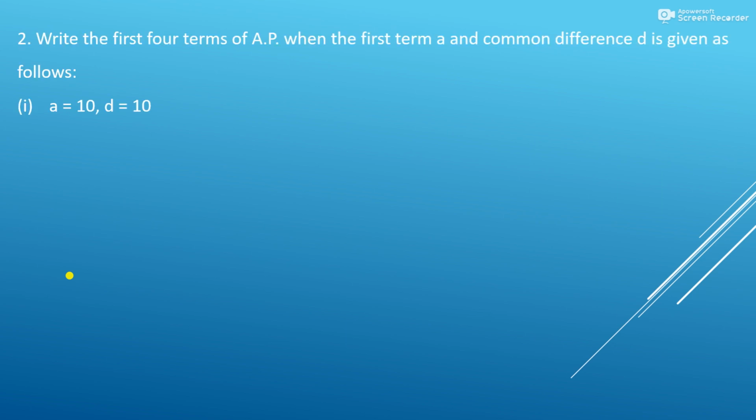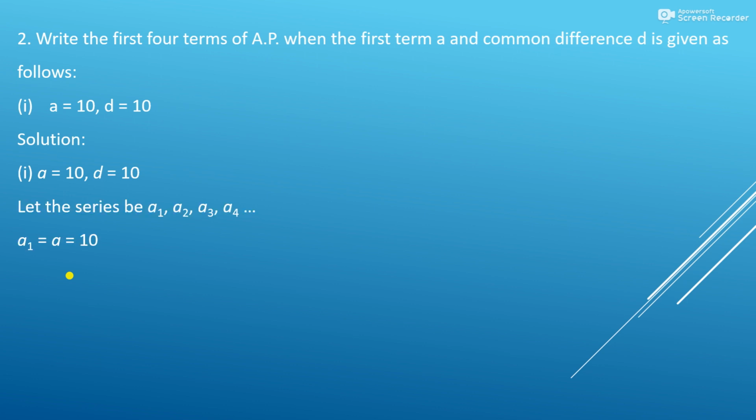The next one is second main. Write the first four terms of AP when the first term A and common difference D are given as follows. They have given first term A, common difference D. We have to write the four terms. The first problem is A is equal to 10 and D is equal to 10. Here the solution is A is equal to 10 they have given, and D is equal to also 10.